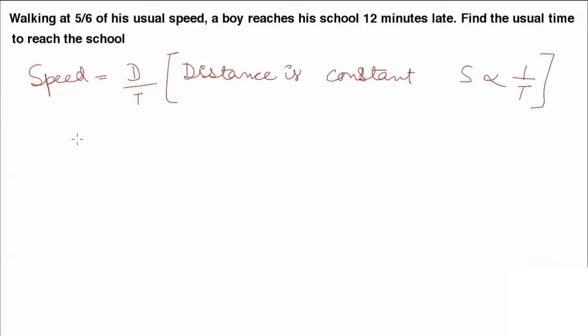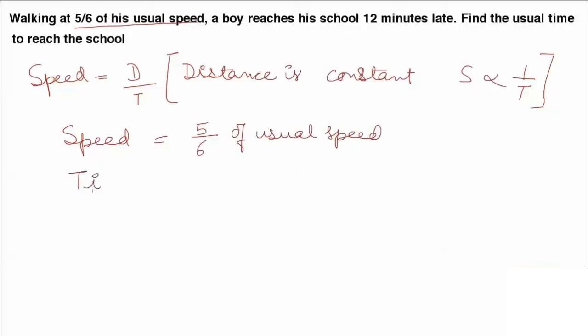So here, what is the speed? Speed at which the boy is going. The speed is 5/6 of the usual speed. And the time taken, if the speed is 5/6 of usual speed, so give a look to this formula. The speed is inversely proportionate to time taken. So if the speed is 5/6 of usual speed, the time taken will be 6/5 of usual time taken.